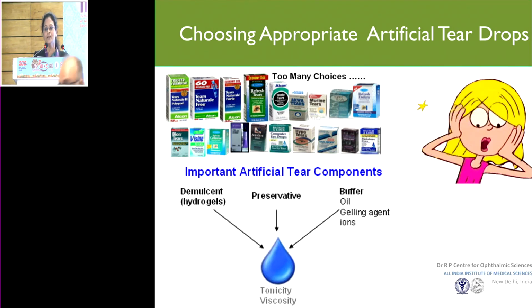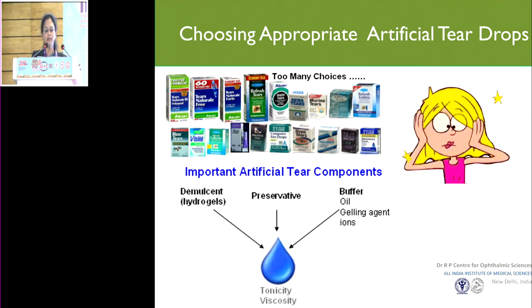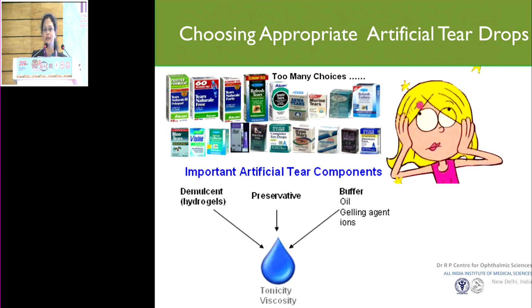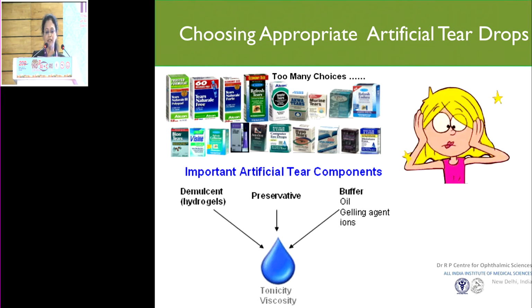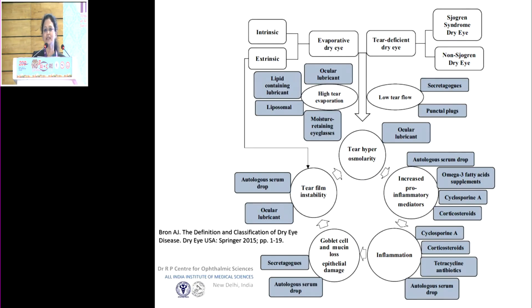So what you look at are the constituents of a particular dry eye medication: the polymer in the medication, the preservative in the medication, and the buffer agent or the oil or the gelling agents which add on to the tonicity and the viscosity of the medication which you're going to be using for the particular patient. So this is a busy slide here, a wonderful flow chart which summarizes what medication is perhaps going to be better or best, and in what scenario of the dry eye disease it has to be applied.